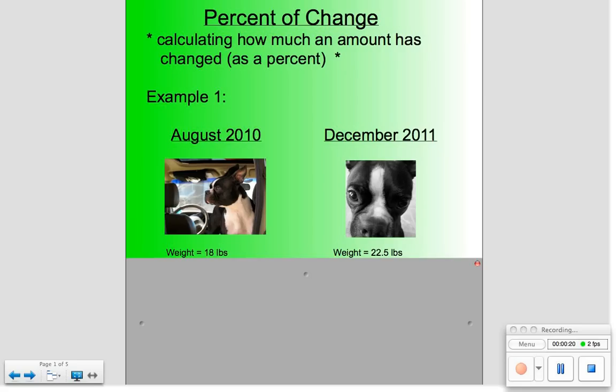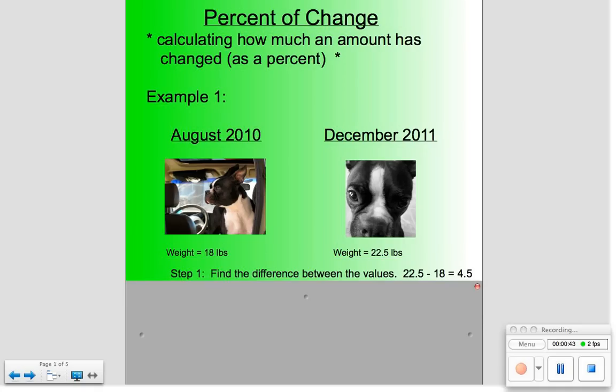answer as a percent. So looking at example 1 here, we've got a dog who weighed 18 pounds back in August of 2010, and then you can see the weight increased to 22.5 pounds in December of 2011. So what we want to do is find the percent that it increased, the weight of the dog.